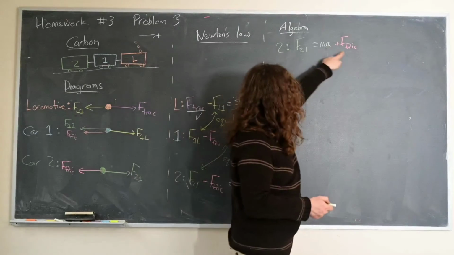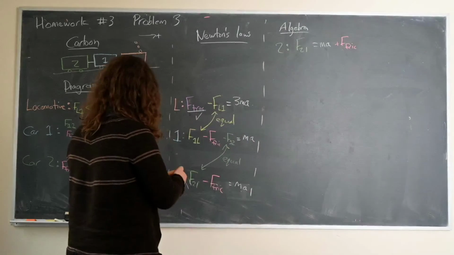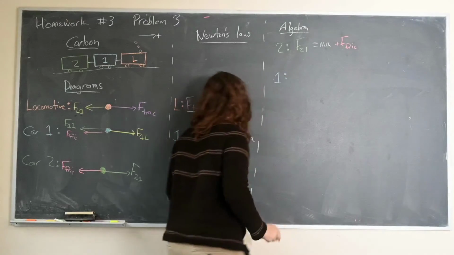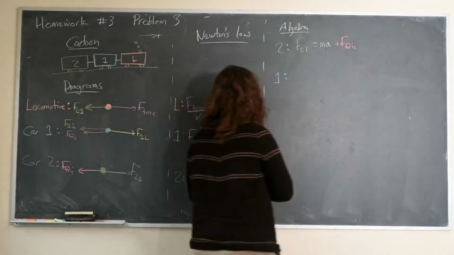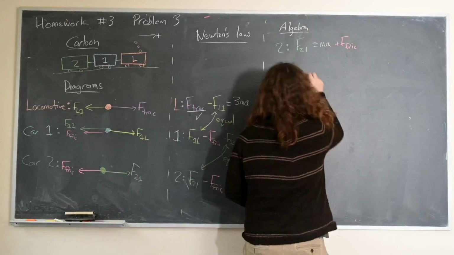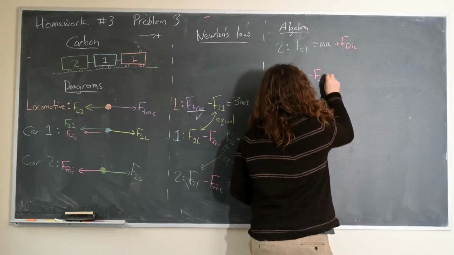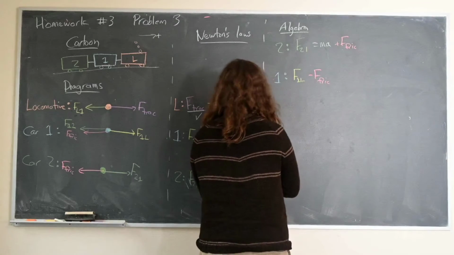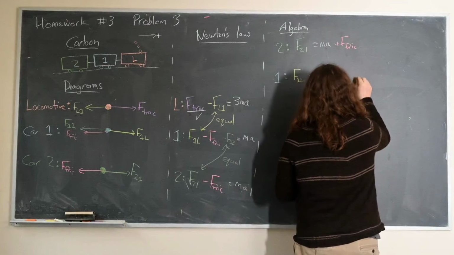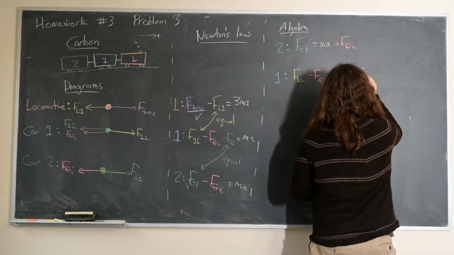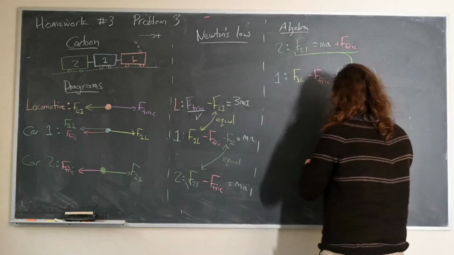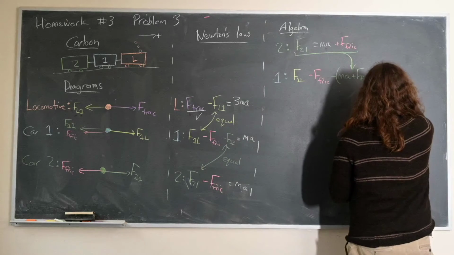So now I'm going to take this and substitute it into equation 1 for car 1. So let's see, this tells me F1L minus F fric, and now I substitute that stuff in. So minus ma plus F fric. So all of this got substituted here equals ma.